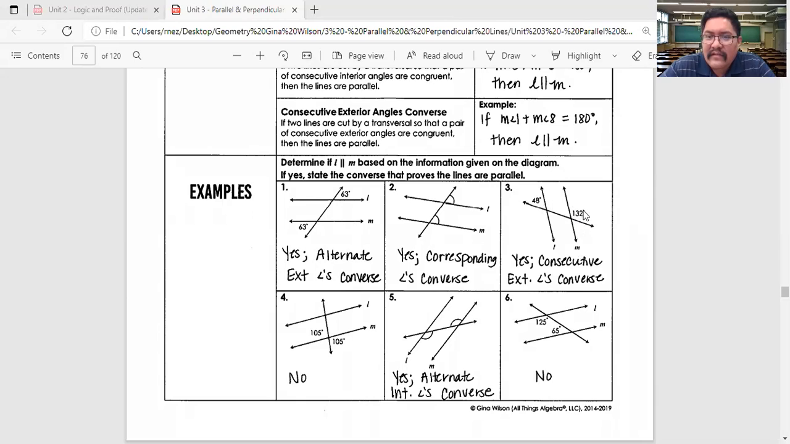So one of the other converses we have is that if we add both of these together, so consecutive exterior, so again, they're both on the outside, so consecutive exterior, if it adds up to 180, then it's a yes.